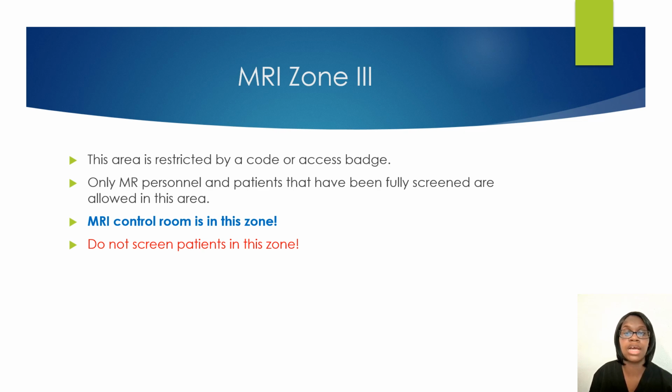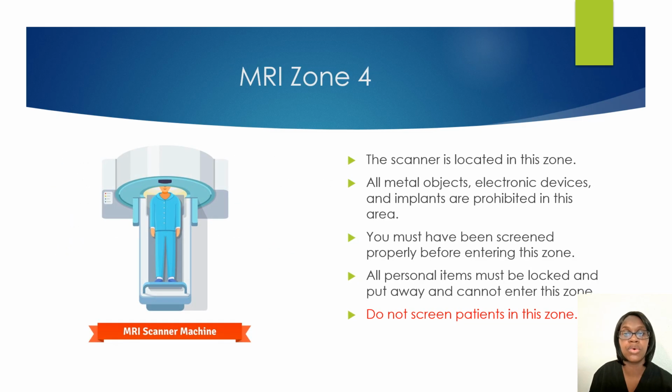Now we have MRI Zone 4. This is where that scanner is in. All metal objects, electronic devices, and implants are prohibited in this area. You must have been screened properly before entering this zone. Do not screen your patients in this zone. Make sure all of their personal items have been locked away and put away inside MRI Zone 2.